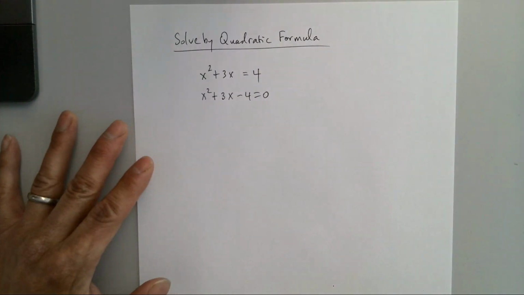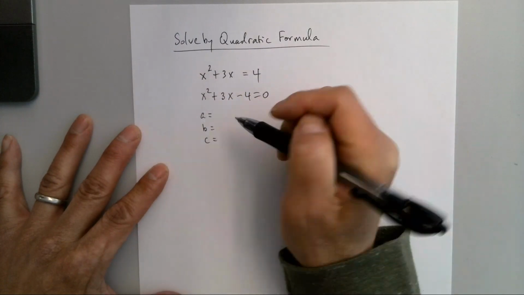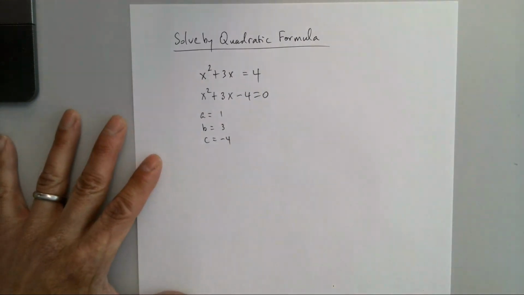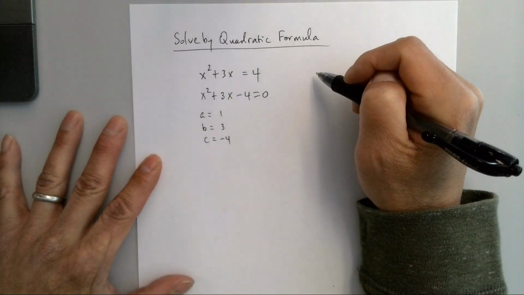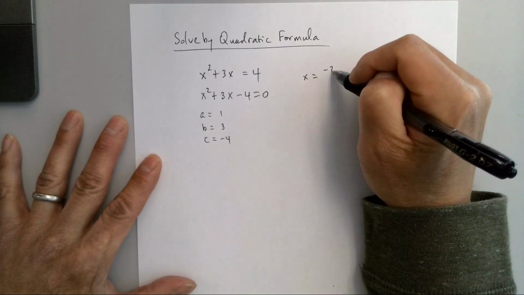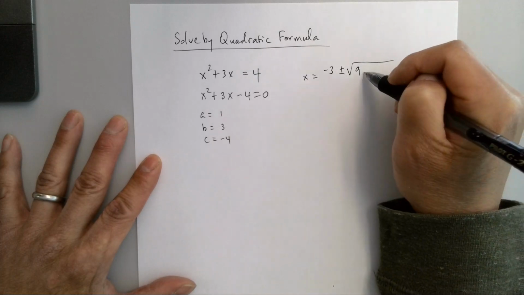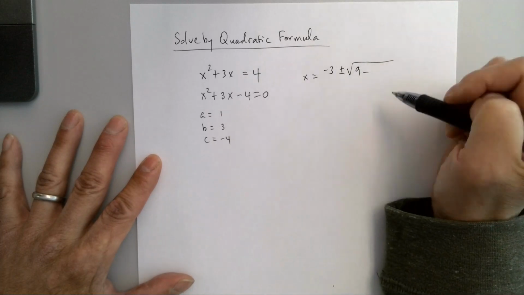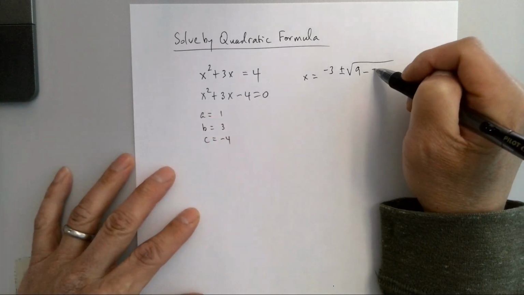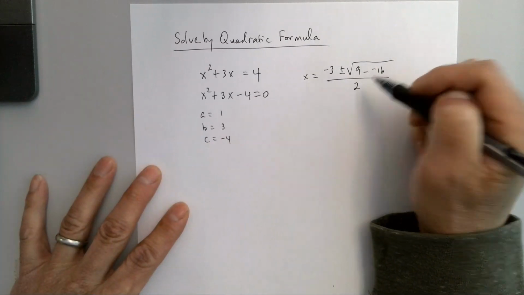Now I can identify a, b, and c. a is 1, b is 3, c is negative 4. And now I can plug all my a, b, c values into the quadratic formula, negative b plus or minus the square root of b squared minus 4ac. 4 times 1 times negative 4 is negative 16, all over 2a, which is 2.